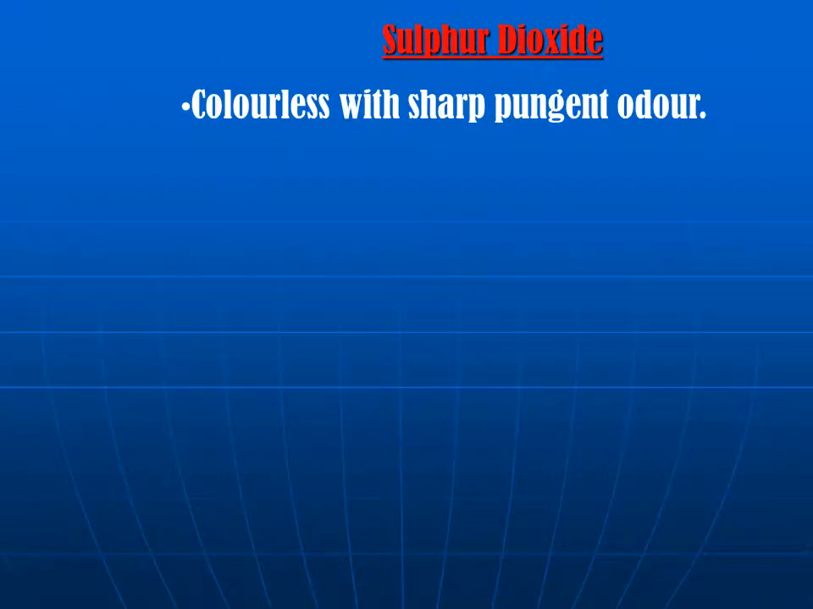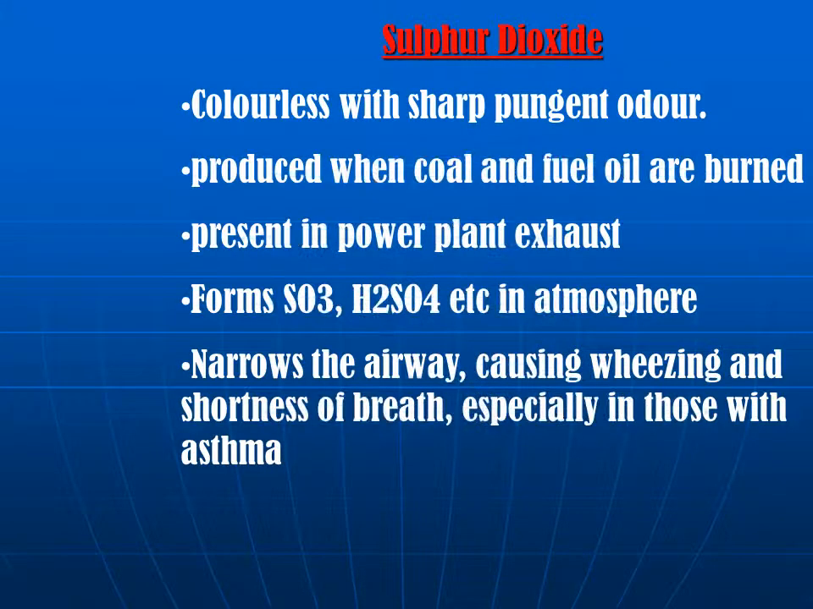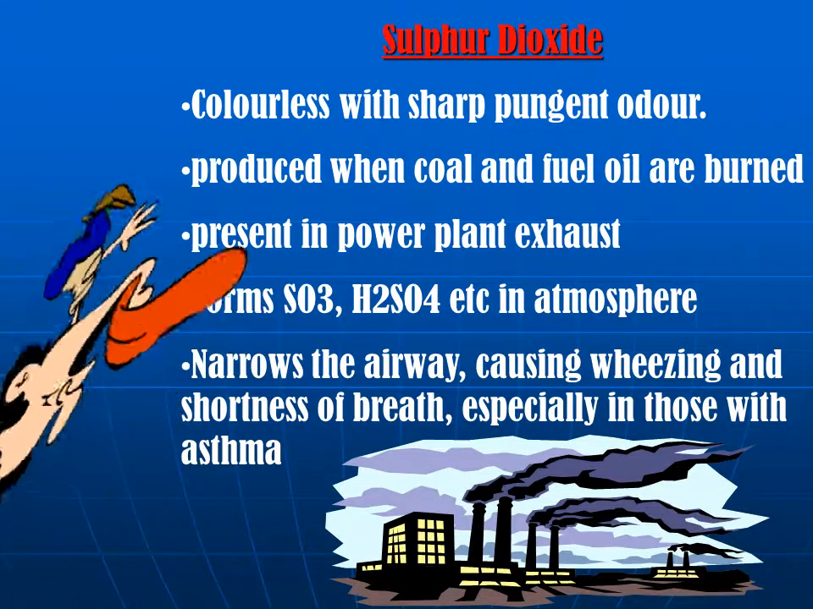Next is sulfur dioxide. These are colorless with sharp pungent odor. They are produced when coal and fuel oil are burned. They are present in power plant exhausts. It forms sulfur trioxide, sulfuric acid, etc. in the atmosphere. They narrow the airway, causing wheezing and shortness of breath, especially in those with asthma.